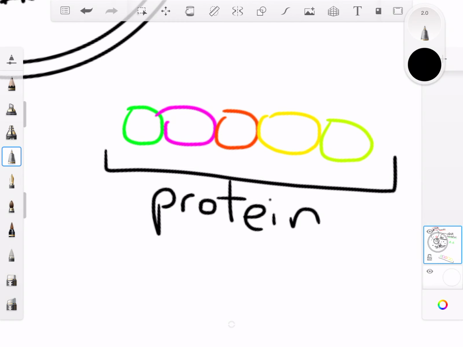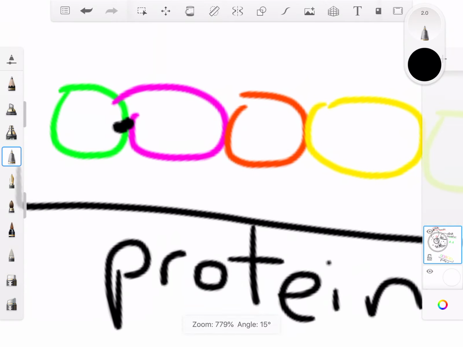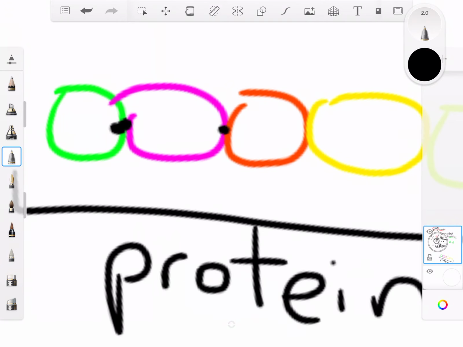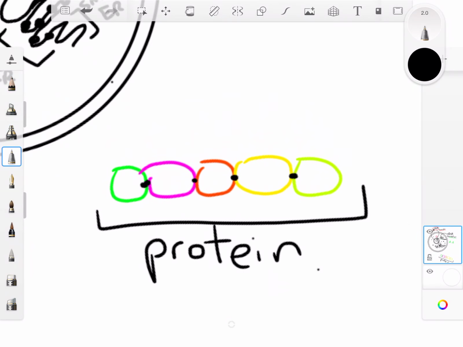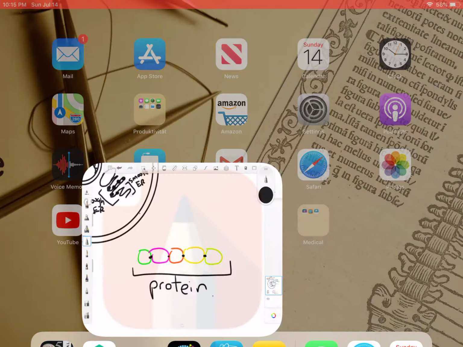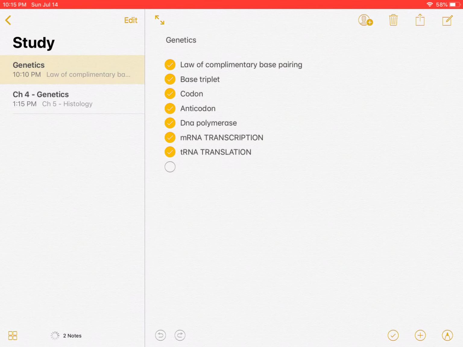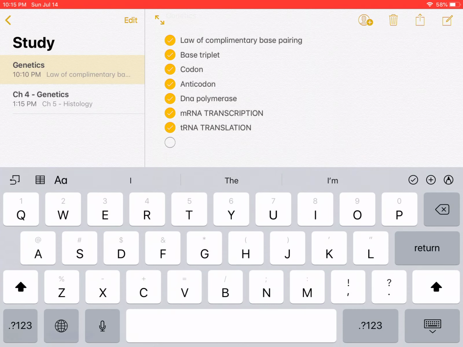Now, very important to know that there's a bond between every single amino acid, and that bond is called a peptide bond. That's the next thing that you should know. So your peptide bond is another of your flashcards.